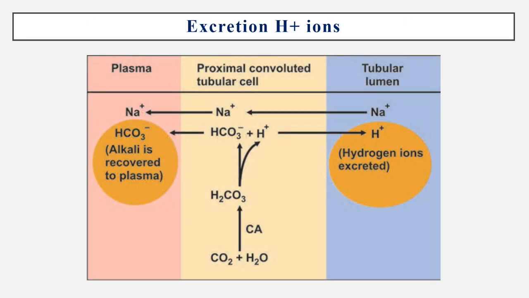You can observe here, this occurs in the proximal convoluted tubule, and here carbon dioxide combines with water to form carbonic acid by the enzyme carbonic anhydrase. This carbonic acid ionizes to give H+ ions and bicarbonate. These H+ ions enter into the tubular lumen, and this bicarbonate enters into the plasma by the exchange of sodium ions.